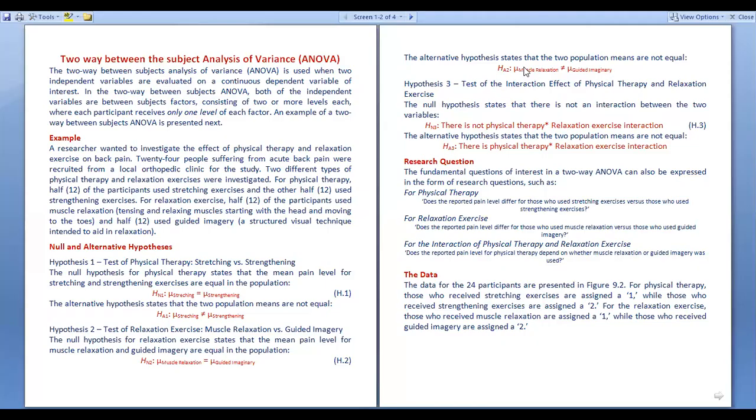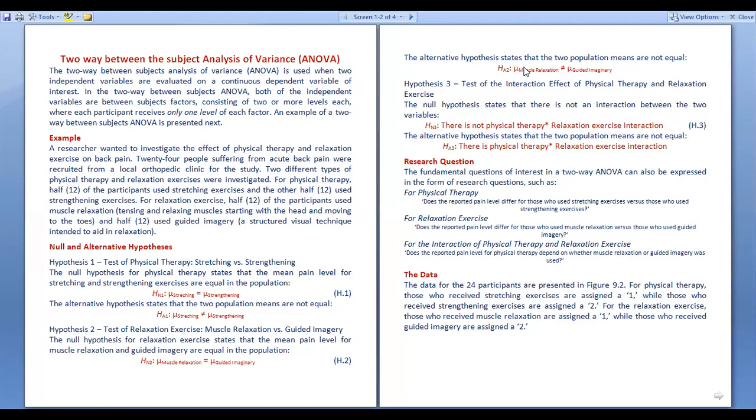Very good morning. Today we'll be talking about two-way between the subject analysis of variance, ANOVA. Previously we have talked about one-way ANOVA. In case of one-way ANOVA, we had one independent variable which was in category form or nominal form, and the number of categories was more than two, and the dependent variable was in scale form.